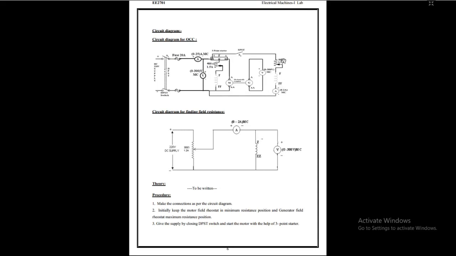Here it is connected as a shunt, but the supply is separate. Understand? Using this circuit diagram, we can understand the open circuit characteristics.